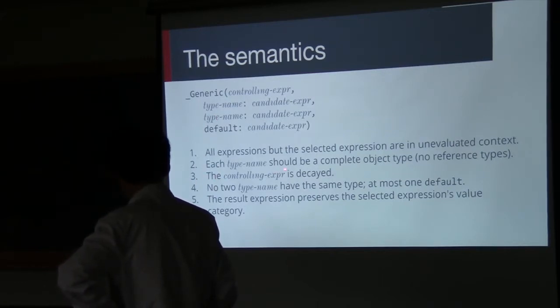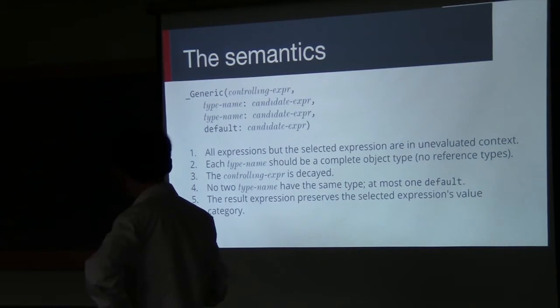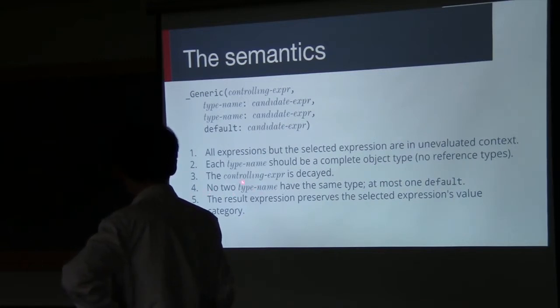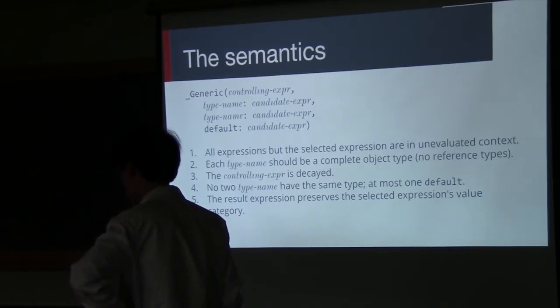The third thing is kind of tricky. The controlling expression is decayed before the type is being examined. We are going to see some examples of that later in the next slide. And of course, as you can assume, no two generic associations can have the same type, and there can only be one default.